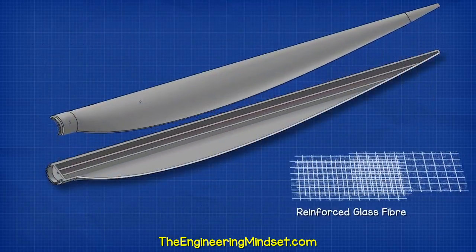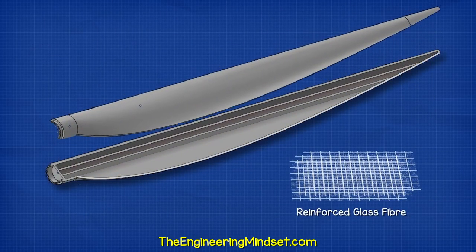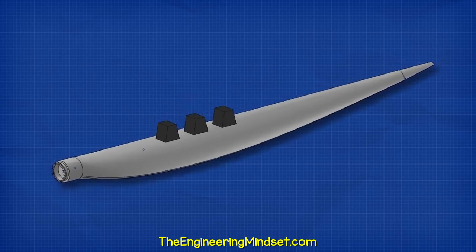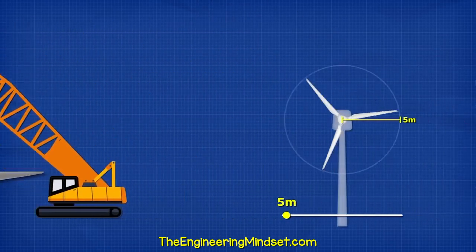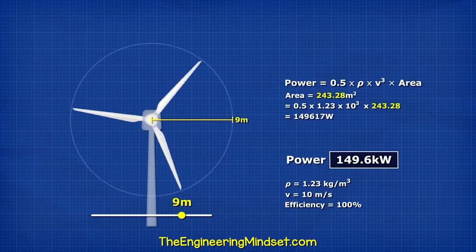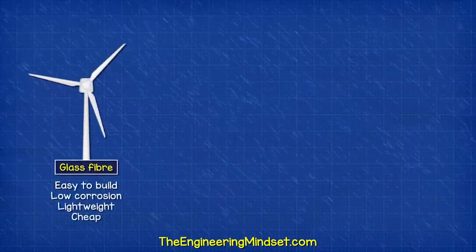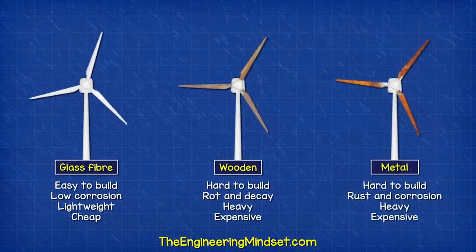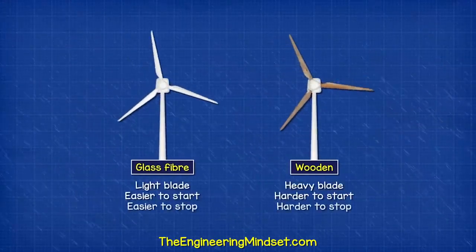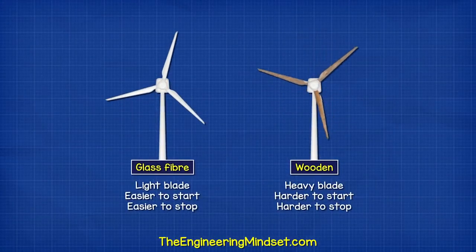The blades are typically made from reinforced glass fiber, which makes them very strong and very lightweight. That allows them to be longer, so we can capture more wind energy. Metal or wooden blades are expensive, they're heavy, and they're more likely to fail. Heavy blades are hard to turn, and they're also harder to stop.